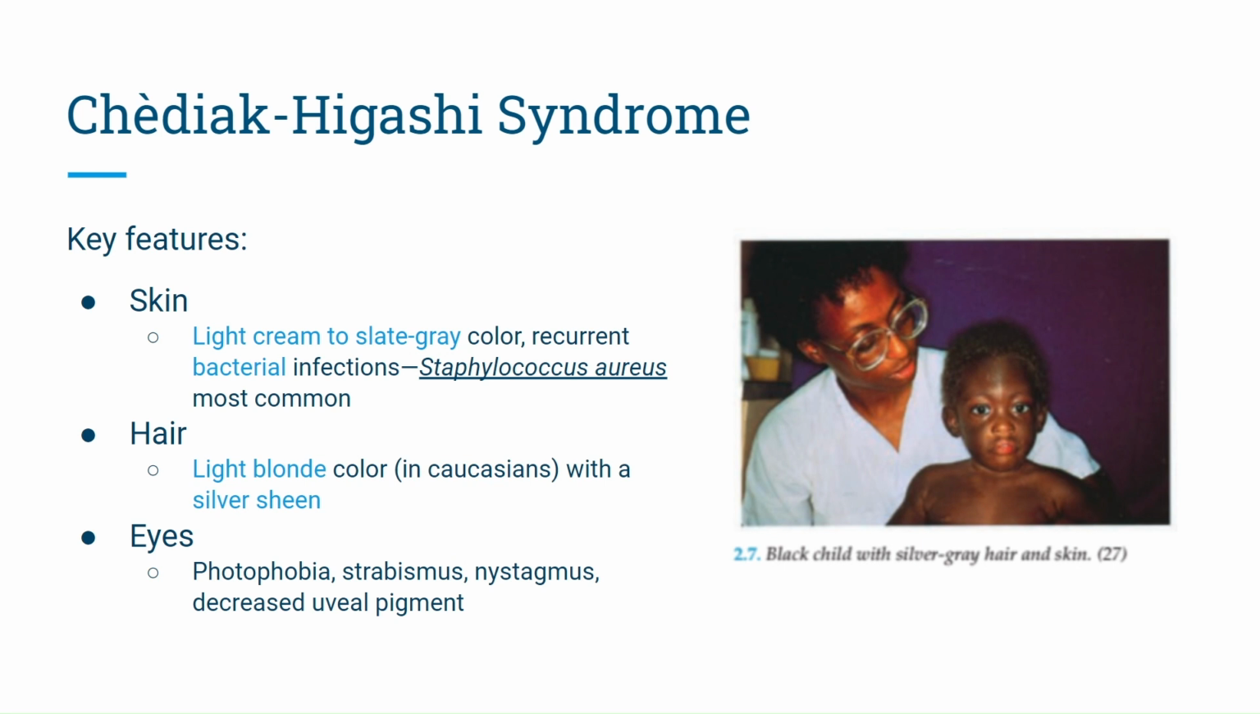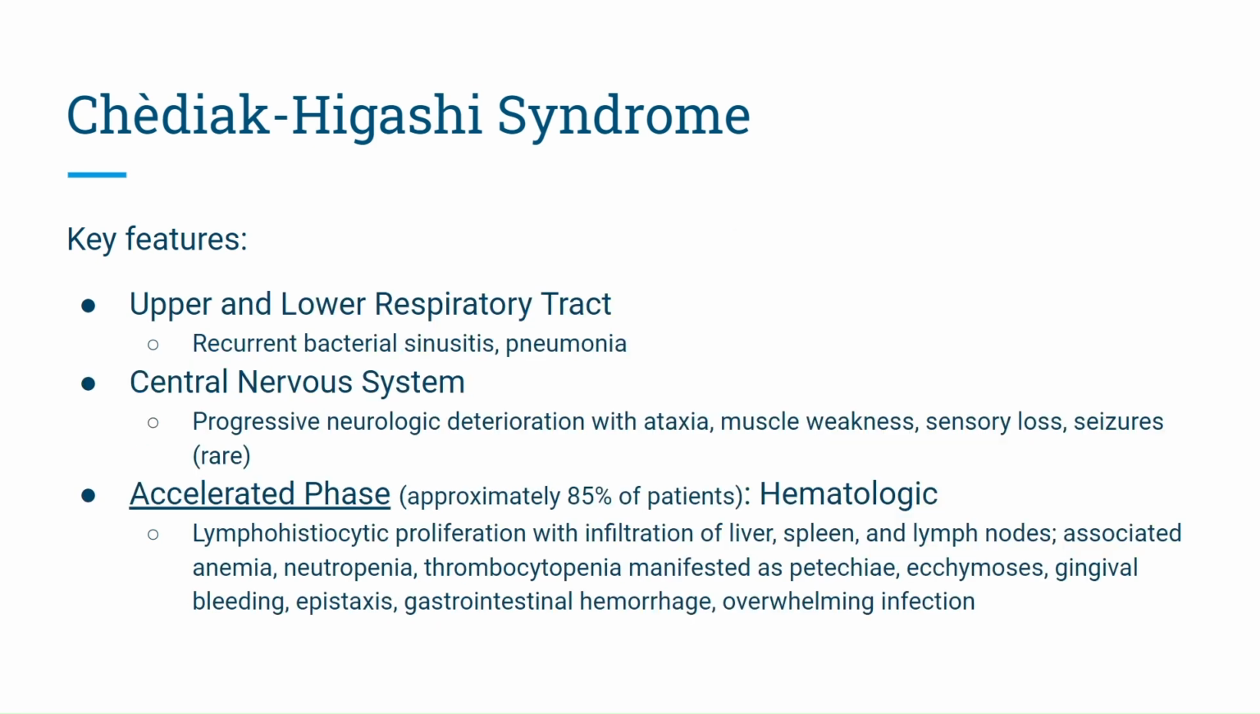So key features here. You're going to notice a light cream to slate gray color. You're going to notice recurrent bacterial infections, and that comes from defective granules in your immune cells. All right, so defective granules in your immune cells means that you're not adequately attacking infections. You're going to see a light blonde hair with a silver sheen. You're going to have photophobia, strabismus, nystagmus. You'll notice that you're going to have recurrent infections, bacterial sinusitis, pneumonia. You might even develop an ataxia, muscle weakness, sensory loss, seizures, etc.